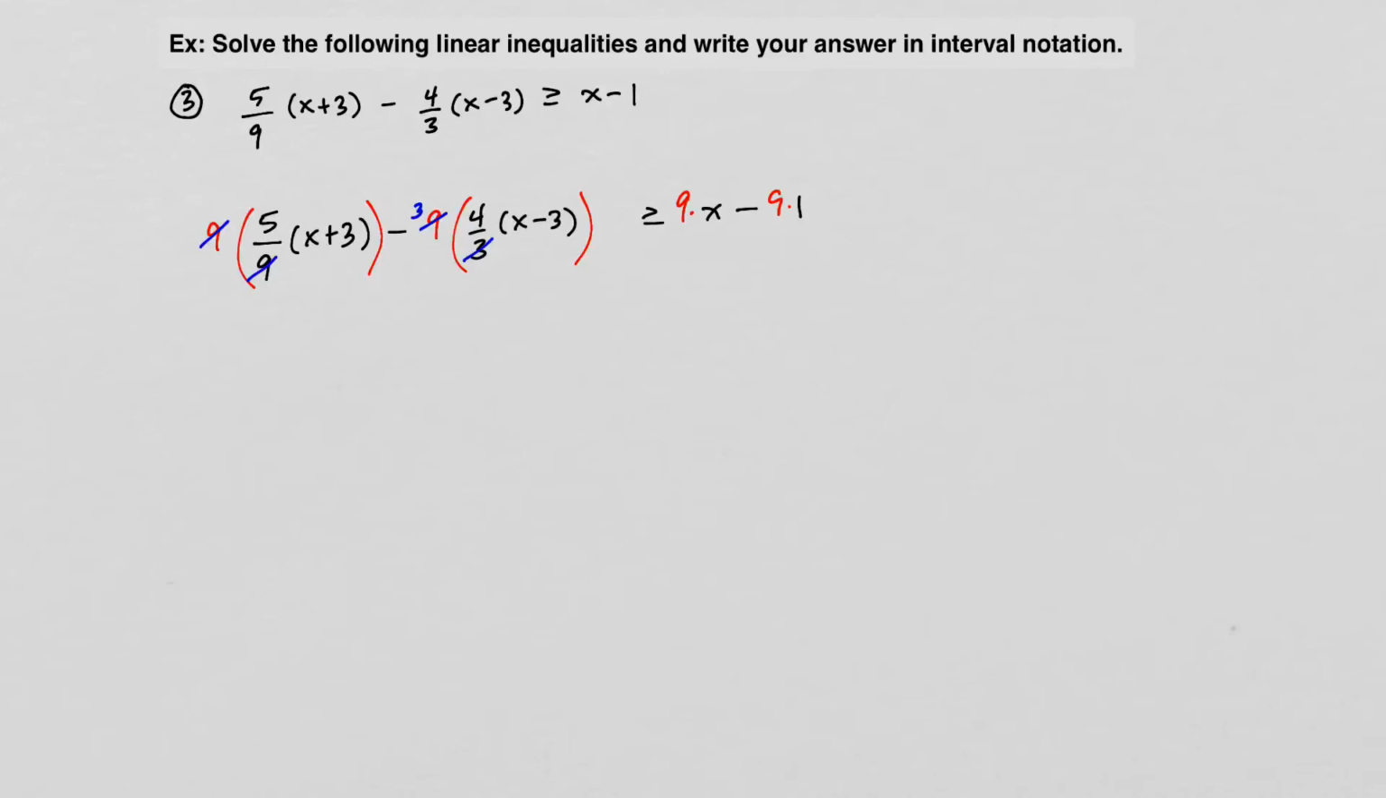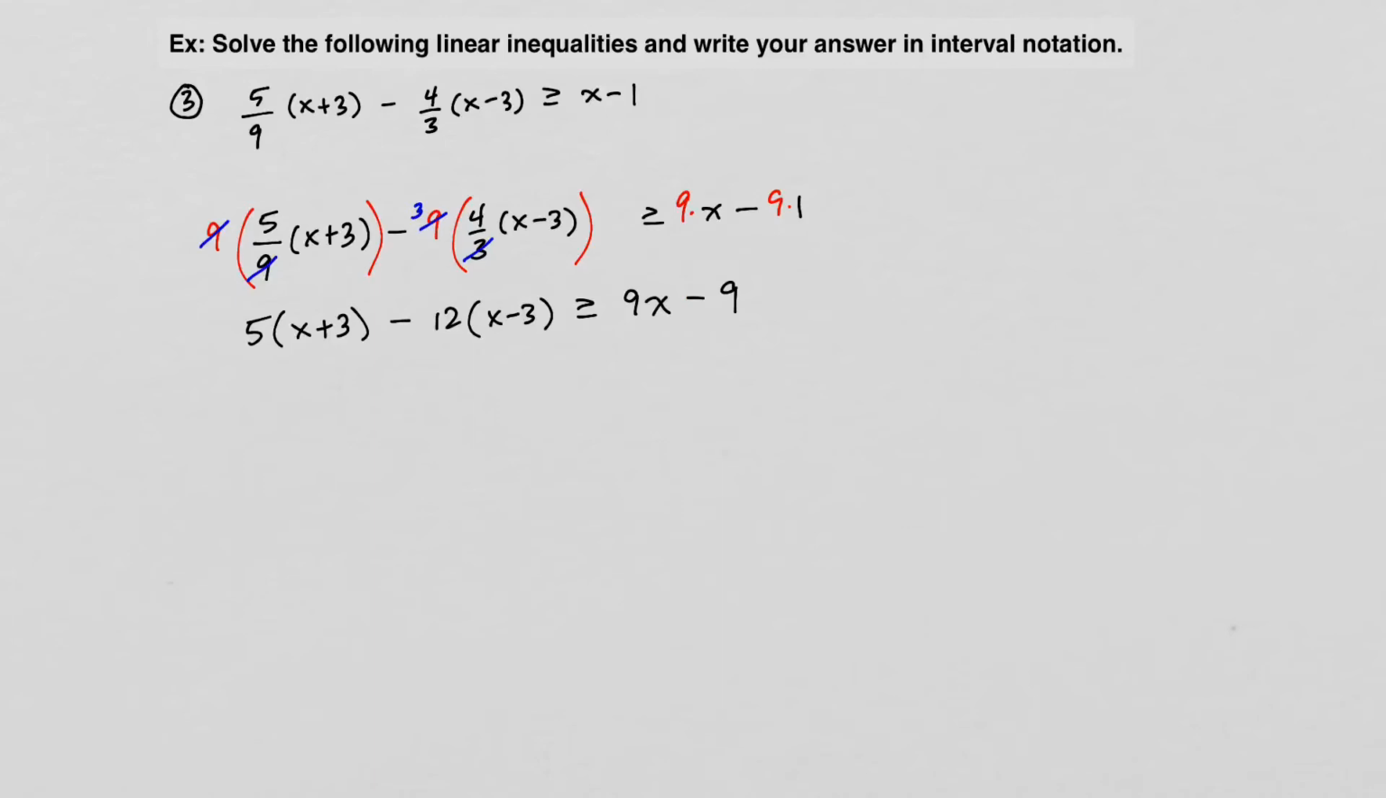So now we're going to take this really slow. So in our first term here, the 9s canceled out. So we have 5 times the quantity x plus 3, minus. Next, we have 3 times 4, which is 12, times the quantity x minus 3, greater than or equal to 9 times x is 9x, minus 9 times 1 is 9.